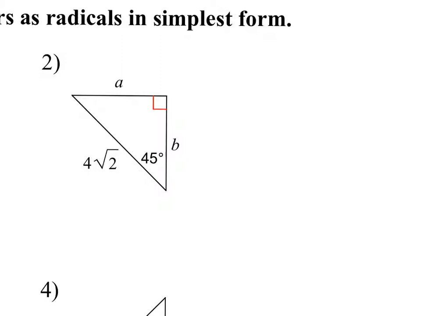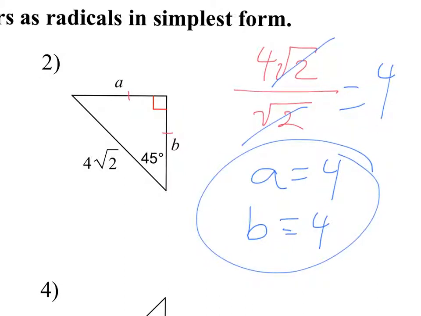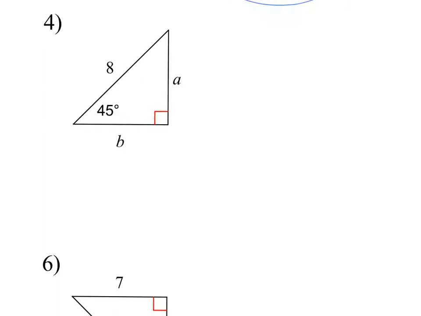Okay, let's look at number 2 here. Now I have the hypotenuse, which is 4 radical 2. That's given to me. So if I'm going from hypotenuse to leg, I divide by radical 2. And this one's convenient because those will cancel out, and I'm left with 4. So A equals 4, and B equals 4. Okay, we'll look at number 4, and then one more.